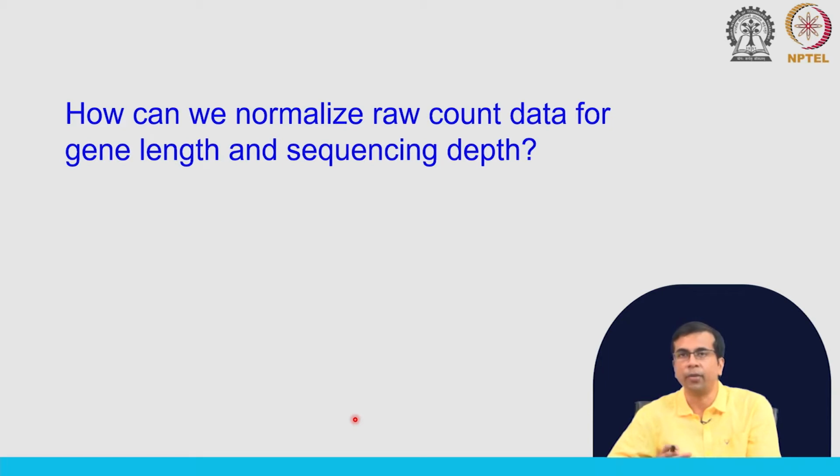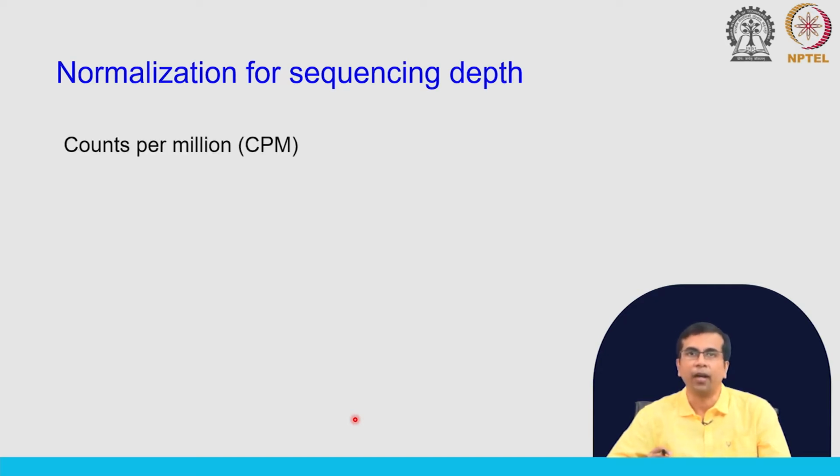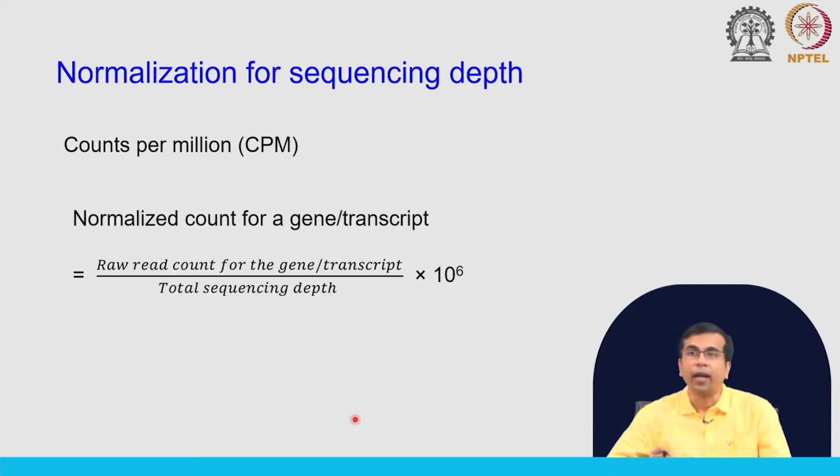So, this is the idea behind normalization, and the first question is, can we normalize for gene length and sequencing depth? Okay. Let us start with a very simple normalization, which actually normalizes for sequencing depth only. It is called counts per million, or in short CPM. And this is the very simple formula.